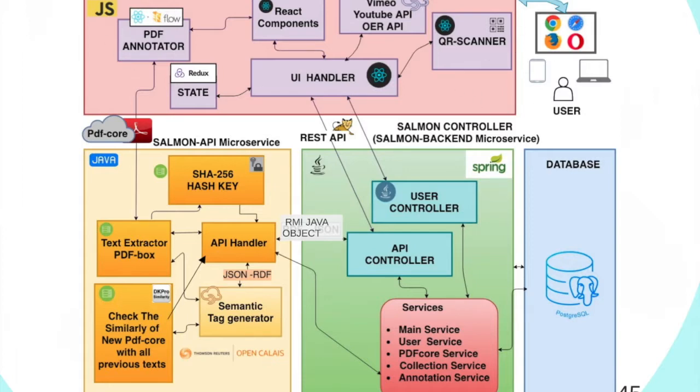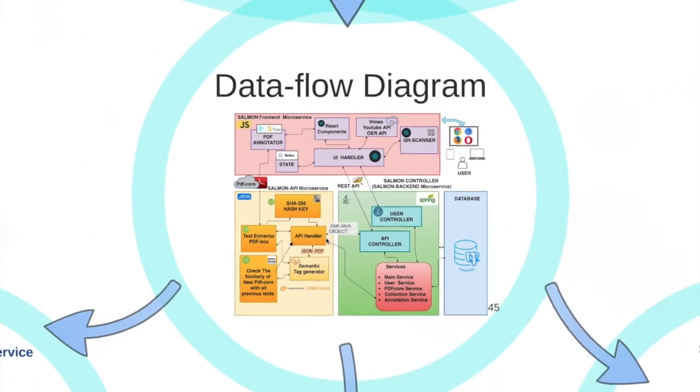This is the front-end part, and this is the other microservice API that we mentioned. This is the backend, and we also have the database, which I'll explain in the summary. Between the backend and frontend, we communicate with REST API, and between the backend microservice and the Salmon API, we have RMI, remote method invocation. We explained each part in detail in the literature.